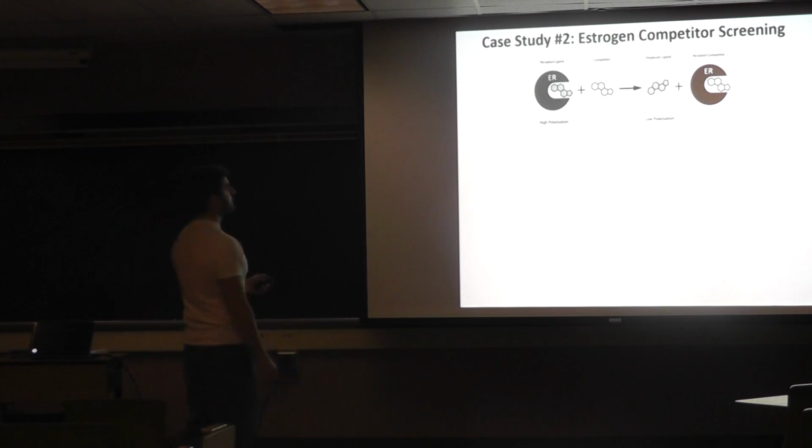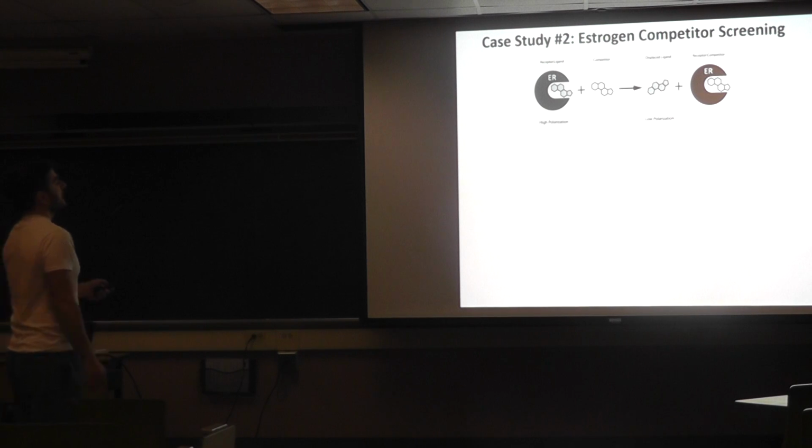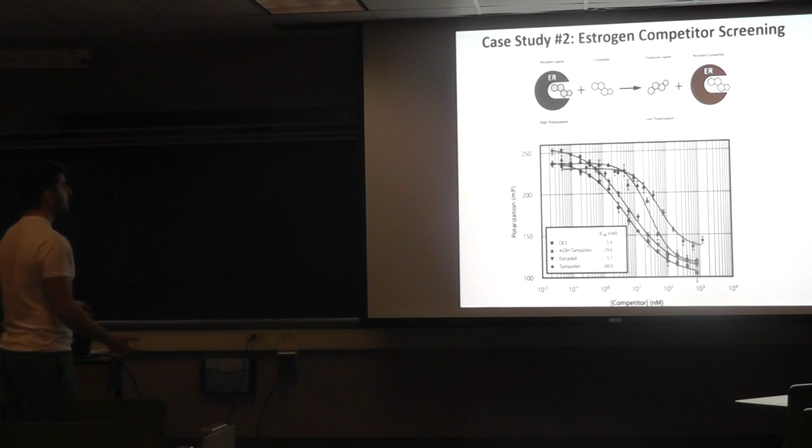Okay, so this is case study number 2, estrogen competitor screening. What they had here is a receptor bound to estrogen, and this one is the labeled version. So you have a signal initially, but now you're competing it with the unlabeled form, so you would expect the signal to go down. So this is a competition assay, okay?